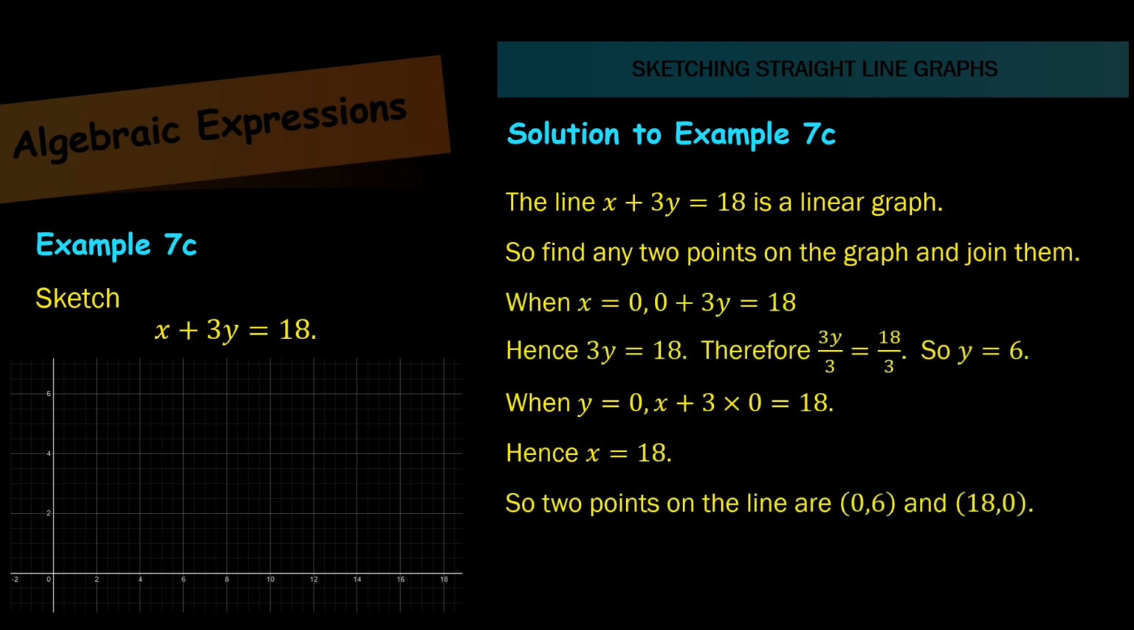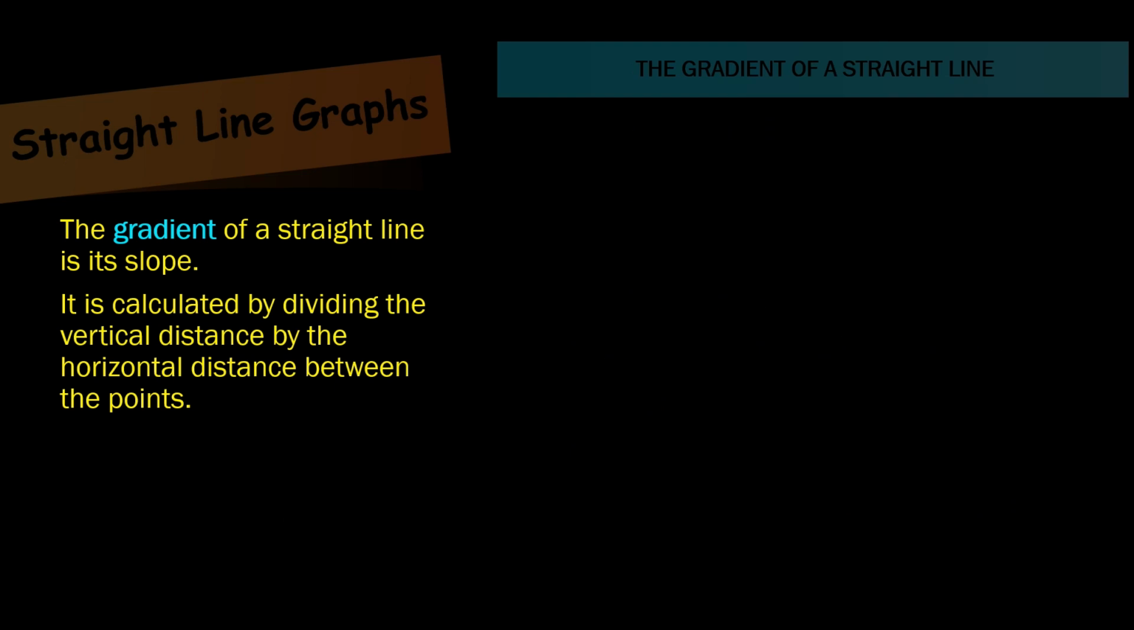Let's plot these points. (0, 6) goes here and (18, 0) goes here. We join the points and we have our line. The gradient of a straight line is its slope. It is calculated by dividing the vertical distance by the horizontal distance between 2 points on the line.